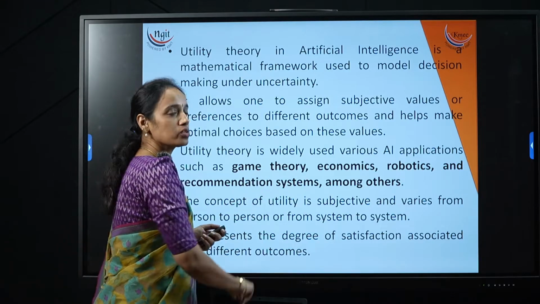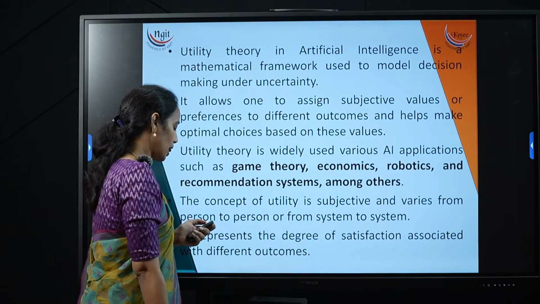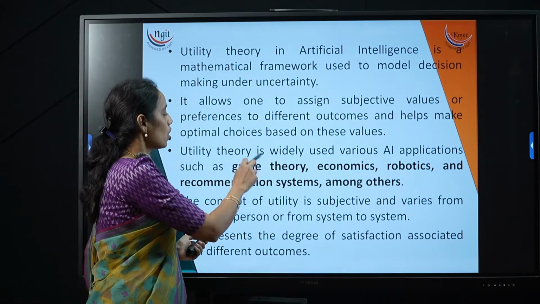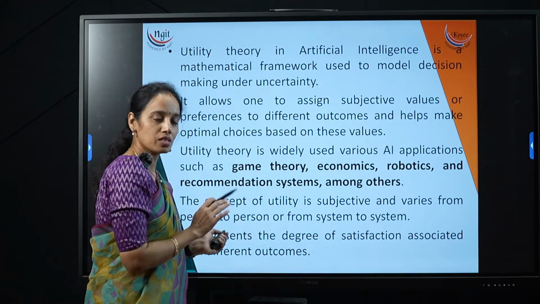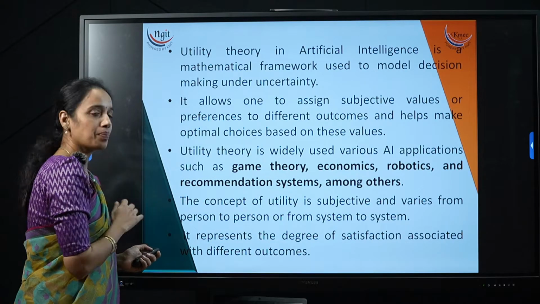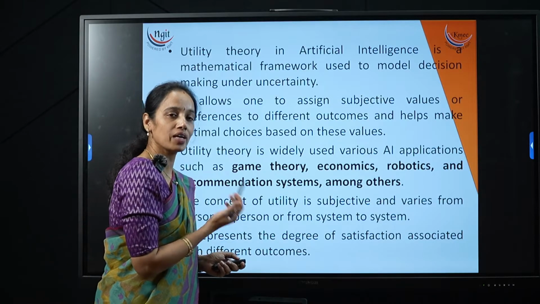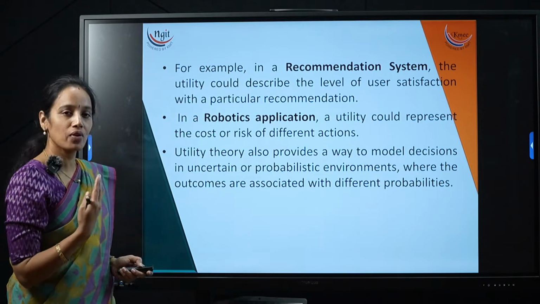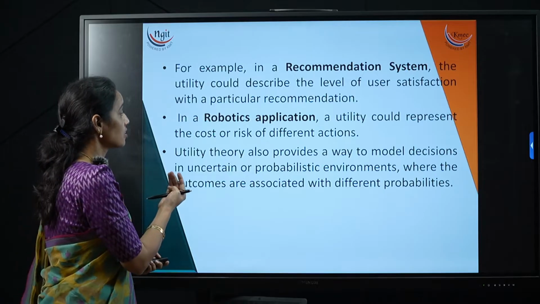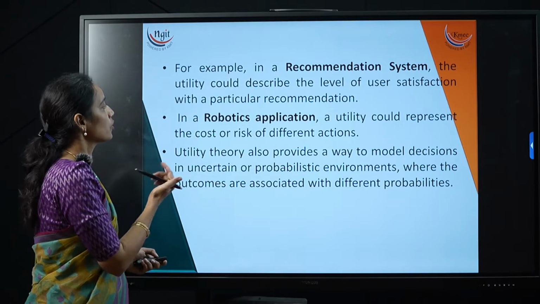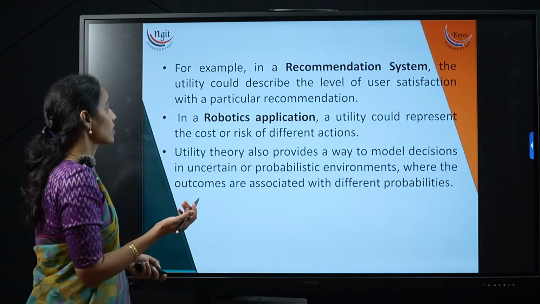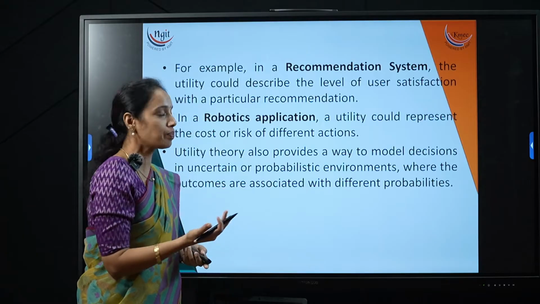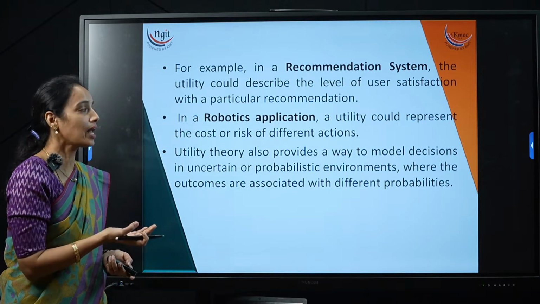Utility theory is widely used in various applications like game theory, economics, robotics, and recommendation systems, among others. Coming to the concept of utility, it is subjective and varies from person to person or from system to system. It represents the degree of satisfaction associated with different outcomes. For example, there are two main examples for this utility theory. One is a recommendation system and the other one is a robotic application. In a recommendation system, the utility could describe the level of user satisfaction with a particular recommendation. And in a robotics application, a utility could represent the cost or risk of different actions.